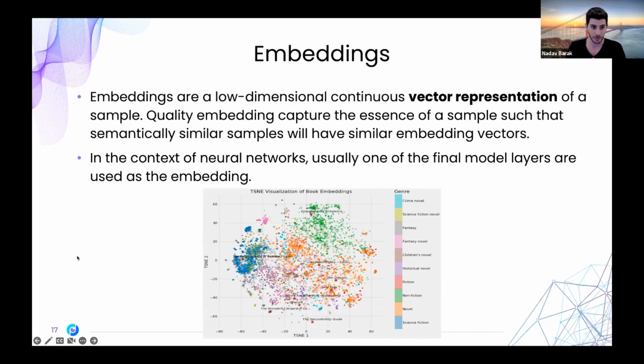Unlike properties, embeddings, which are a low-dimensional continuous vector representation of a sample, capture the essence of a sample rather than related properties, meaning that samples that are semantically similar should have semantically similar embedding vectors if the embedding calculation was performed well. Specifically, here in the display, you can see an embedding representation of different books across two-dimensional space. We can see that books that come from the same genre are grouped together, meaning their embedding vectors are close.